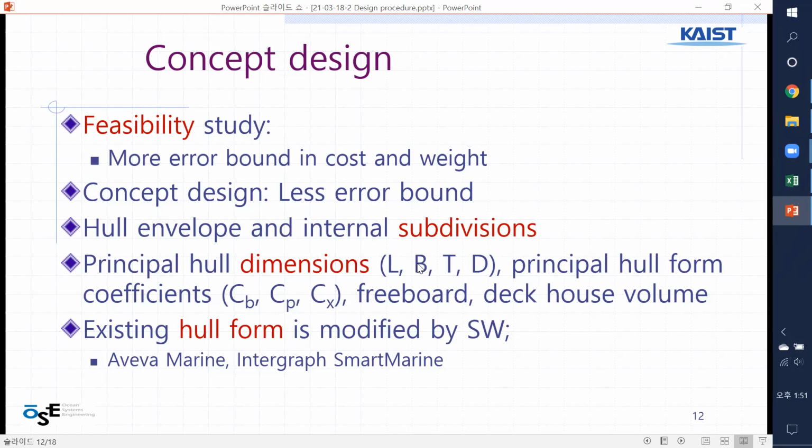principal dimensions, length, radius, depth, and the form coefficients: block coefficient, prismatic coefficient, mid-section coefficient. We'll see next time. Freeboard, deckhouse volume, hull form. So that the old hull form can be modified by computer software. There is famous software called Aveva Marine and Intergraph Smart Marine. That kind of software is used for designing the hull skin shape.